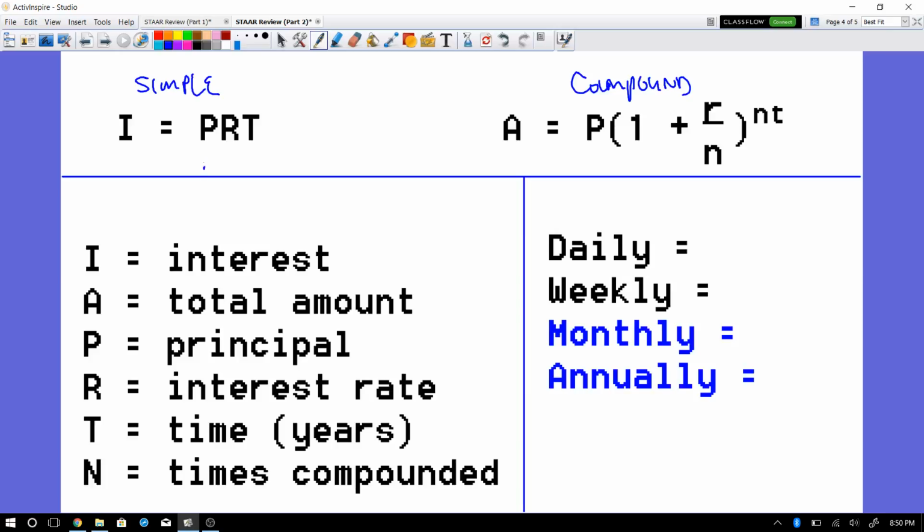So we had to go over vocabulary. P, R, and T. P is principal. That's like saying I'm depositing $5,000 into the bank. That's your principal, the amount of money you start with. Whenever you find the interest on that, that would be based on the rate, which is always going to be a decimal.